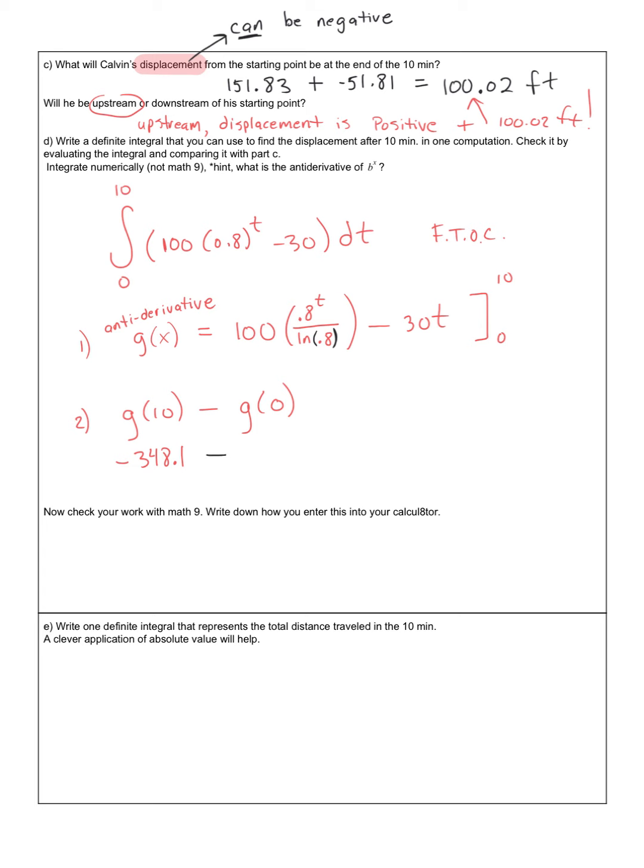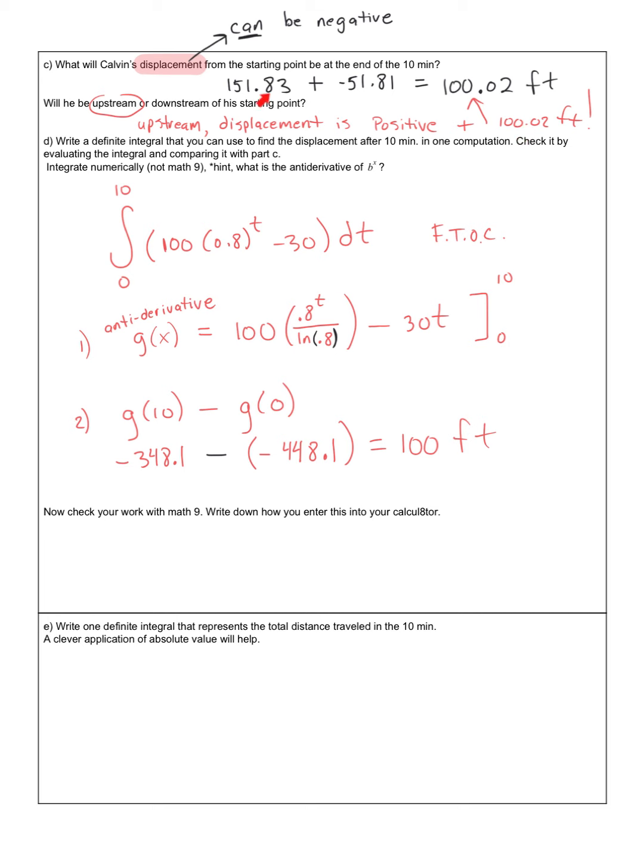Okay, when I plug in 0, I am getting, hold on, I gotta scroll up, way up to 0. I am getting negative 448.1. So be careful, this negative is not the same as this minus. Now when I subtract those, I am getting 100 feet. Now that is pretty darn close to what I got up here when I added my 2 intervals together.